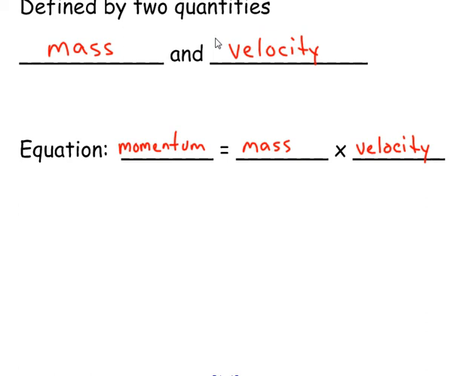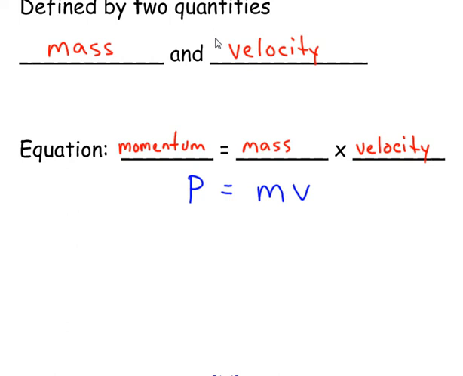It's not lowercase m, because that's already for mass. It's also not O or N or T, because those are used for other variables. Believe it or not, it's actually the letter P. So P represents momentum. P equals mass times velocity.